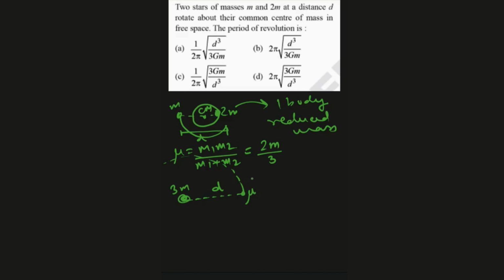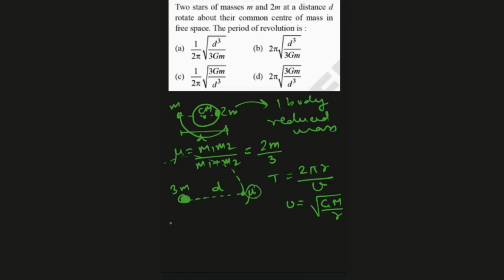Now this is a much simpler problem to solve, and the time period is given by 2 pi r divided by v. And how do we find v? v is given by under root GM by r. Now the interesting thing is that the velocity of this mu does not depend on mu itself. It only depends on the stationary heavier mass.